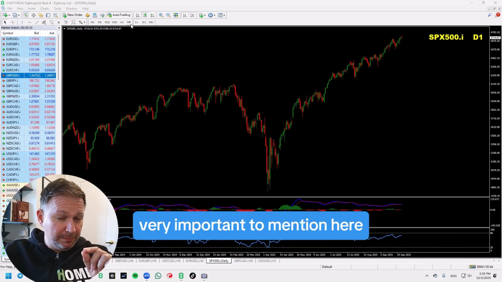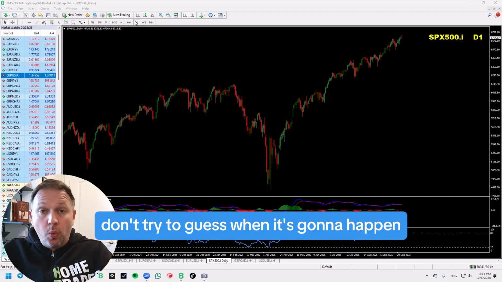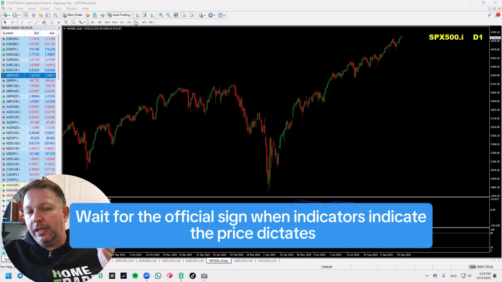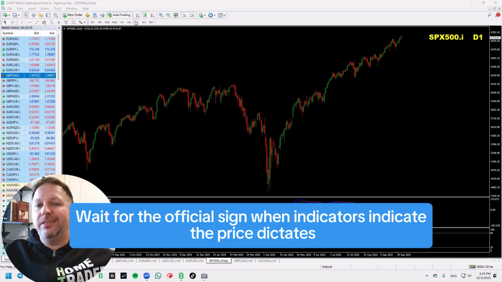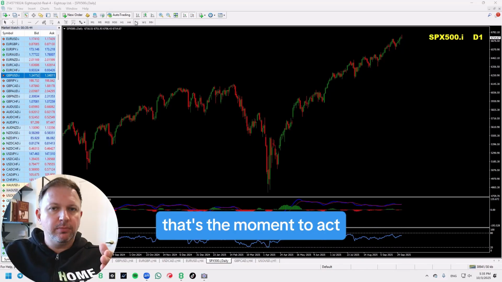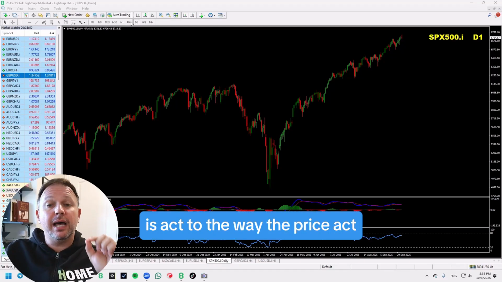But again, very important to mention here, don't try to guess when it's going to happen. Wait for the official sign. When indicators indicate, the price dictates, and when the price manages to give the reversal sign, that's the moment to act. Remember, our job as traders is not to guess, it is to act the way the price acts.